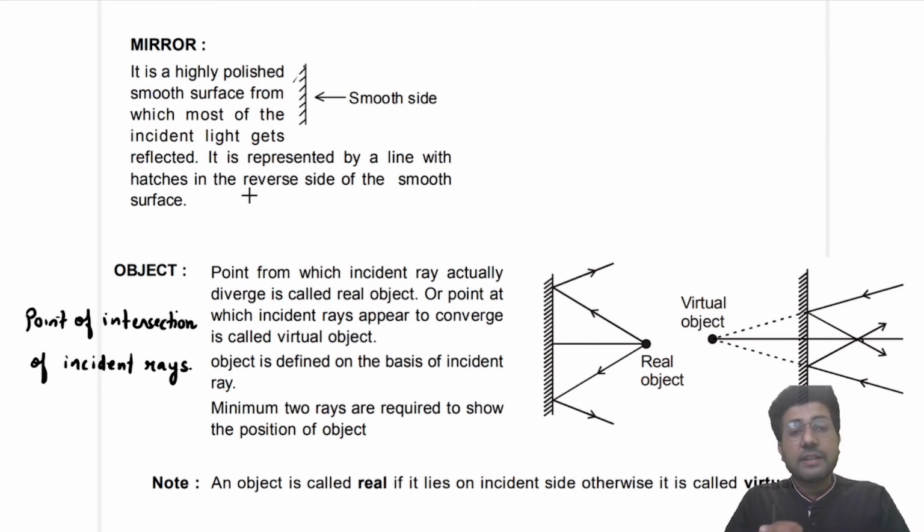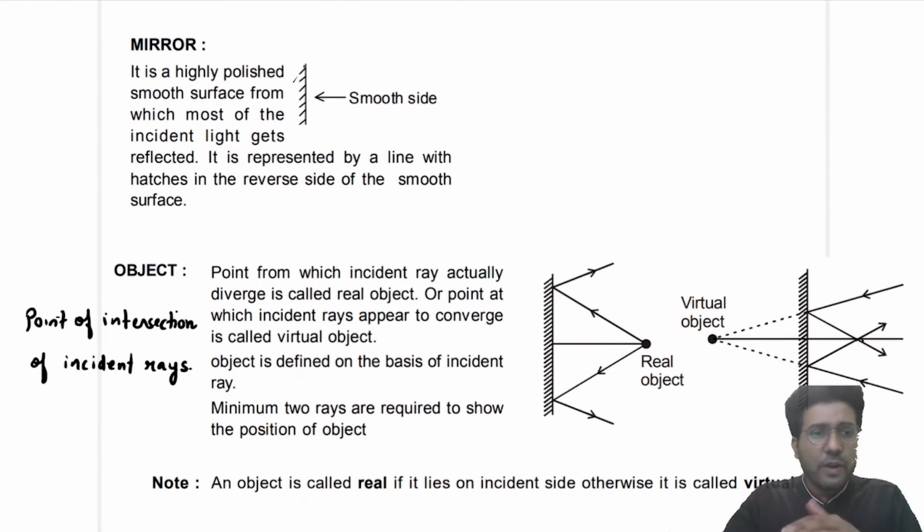Now we are studying the most important definition of this chapter, that is, what is object and image. Without knowing what is object and image, we will not be able to continue further in this chapter. If you have not understood properly what is an object and what is an image, this chapter is going to be very, very difficult for you. So everybody listen carefully.